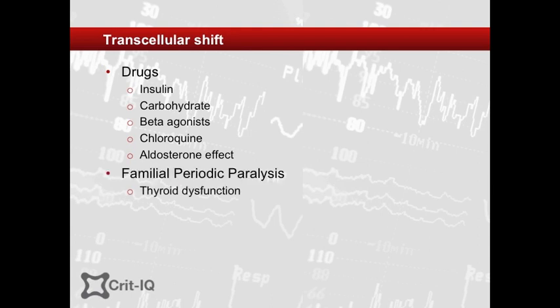The rare familial disorder known as familial periodic paralysis, which features acute episodes of weakness and respiratory failure associated with hypokalemia, is sometimes precipitated by exercise, stress, and carbohydrate loads. It is more often seen in Asian males and may be associated with thyroid disease.